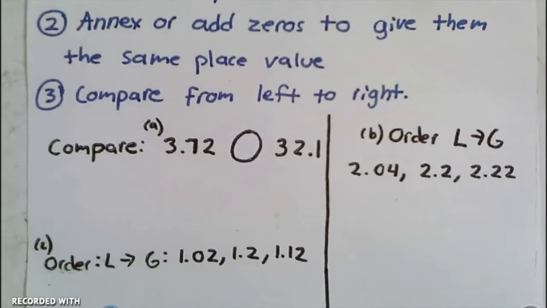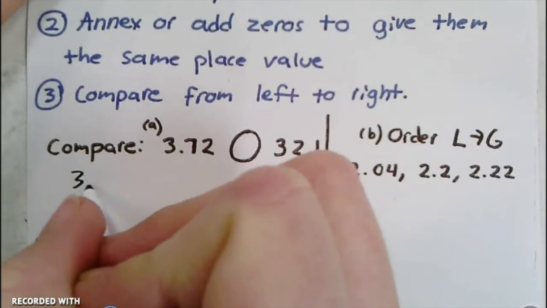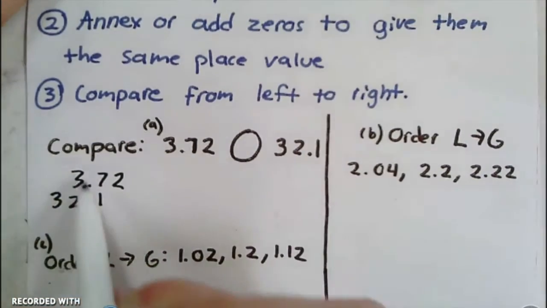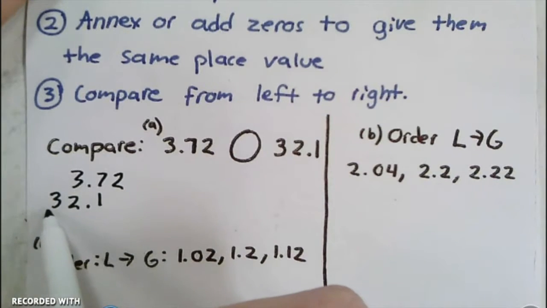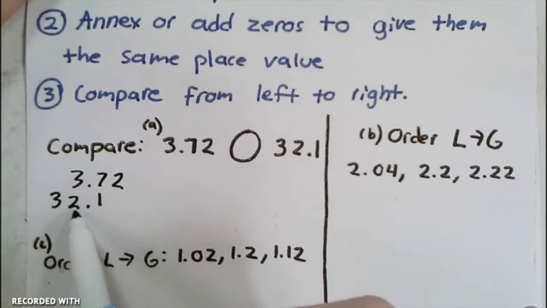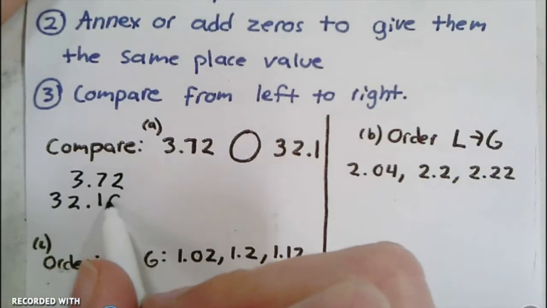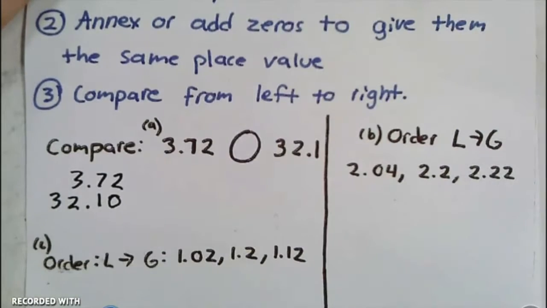So let's look at our first example. This says to compare 3.72 to 32.1. So what was my first step? What did I have to do? Right, I'm going to write them vertically with their decimals in line. I lined up my decimals, and that showed me right away which one is a lot bigger, because this 32 is sticking out way farther than the 3.72. My second step was to annex my zeros in case I got to the decimals, but I can tell right away which of these numbers is bigger.